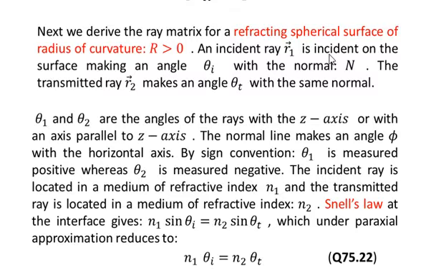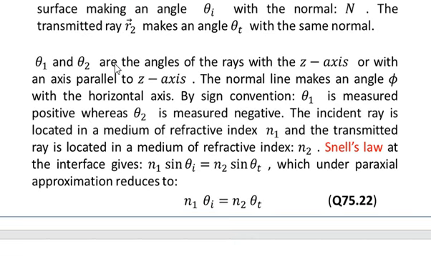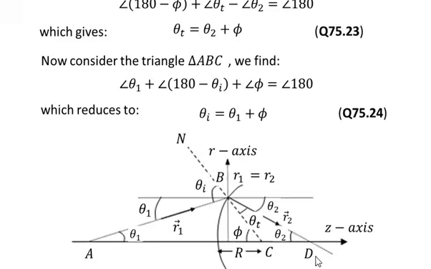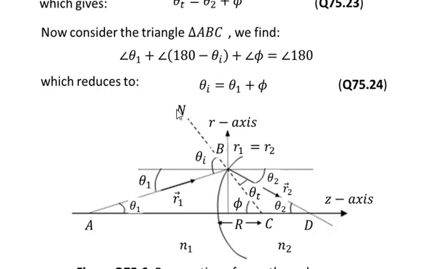Okay, an incident ray R1 is incident on the surface making angle theta I with the normal capital N. The transmitted ray R2 makes an angle theta t with the same normal. Theta 1 and theta 2 are the angles of the ray with the z axis or with an axis parallel to the z axis. The normal line makes an angle phi with the horizontal axis. Look at the location of angle phi. This normal line makes an angle phi with the z axis.